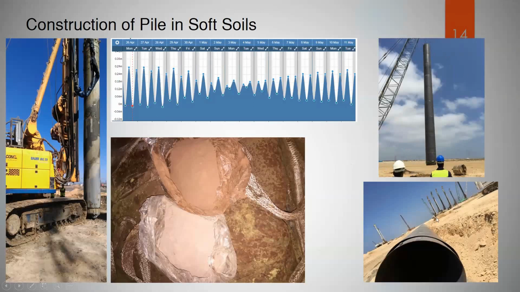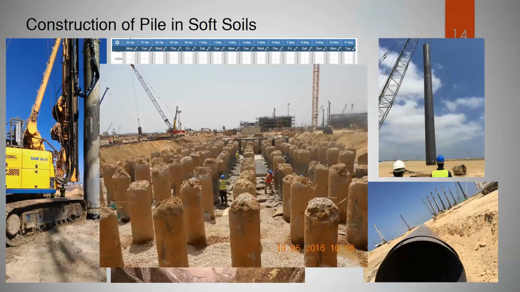It is a permanent casing. It is composed of 2 casings or 2 liners with a gap to prevent the effect of soft soil on the pile response under axial compression. And this is the final product after taking all these precautions.